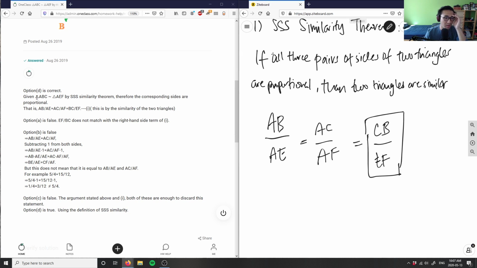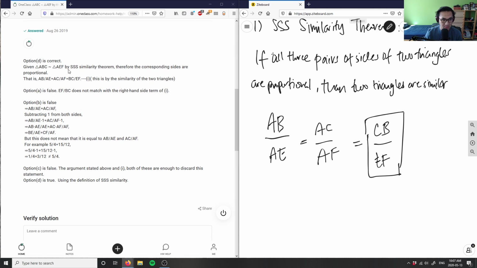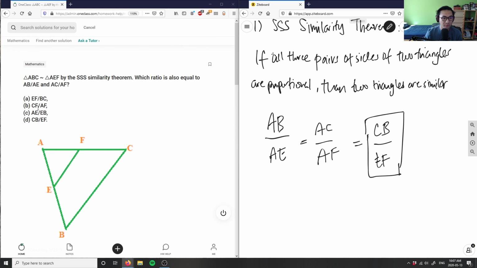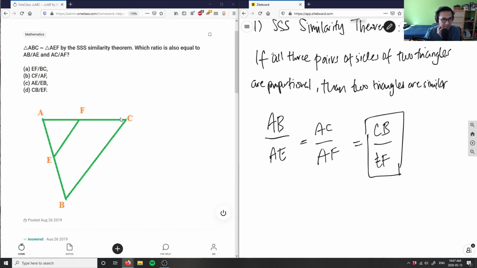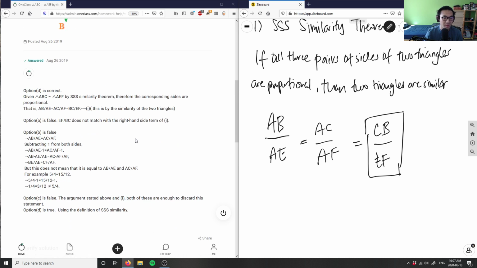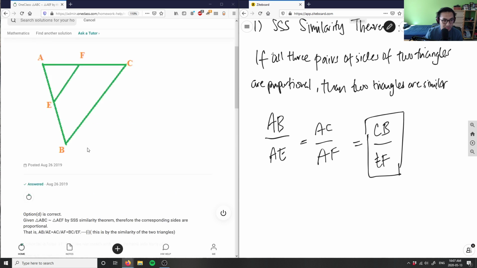That's good. So because it's similar, therefore the corresponding sides are proportional. That's great. So therefore option D is correct. A here is false because EF over BC would be half of the proportion here. It's just simply flipped, right? We wanted the bigger side over the smaller side. This one has a smaller side over the bigger side, so that ratio is incorrect.